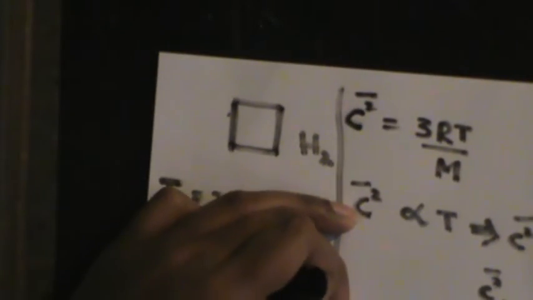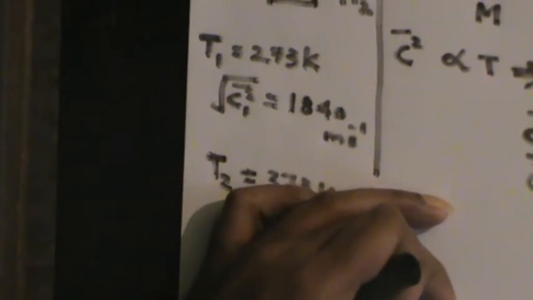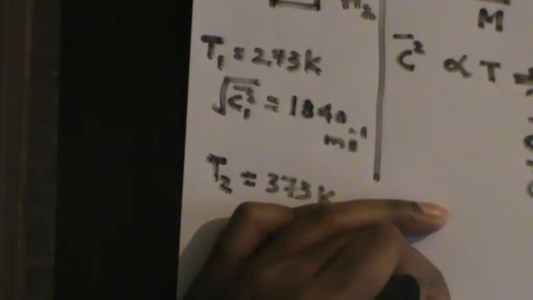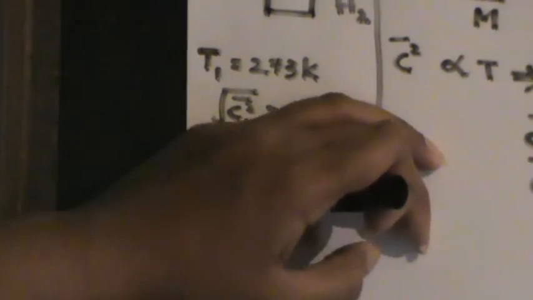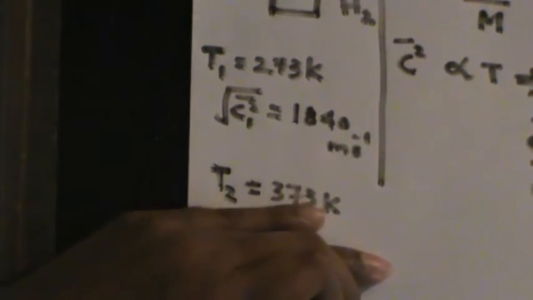Now from this equation, since the value of c squared bar increases with T, you know that with increasing temperature the value of c squared bar will increase. So the temperature has been increased, so c squared bar will be increased, or the root of c squared bar will also be increased. Now, you know that the value will be greater than 1840, so let's find out what the actual value is.